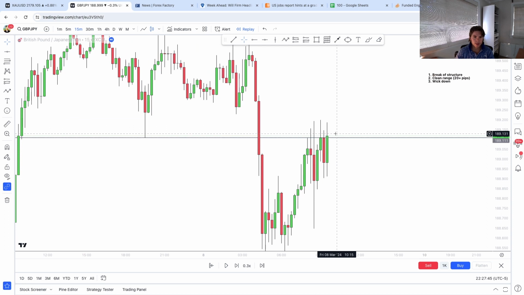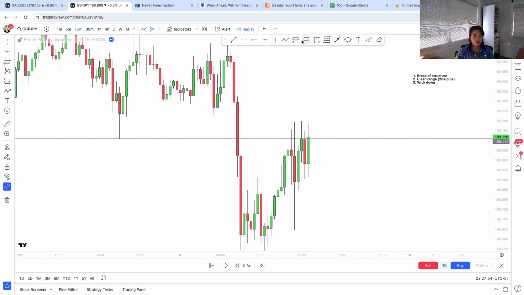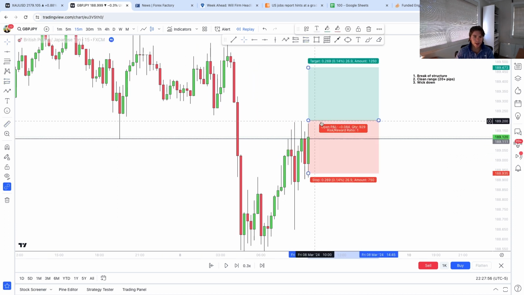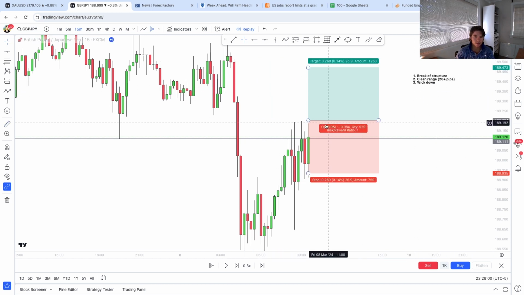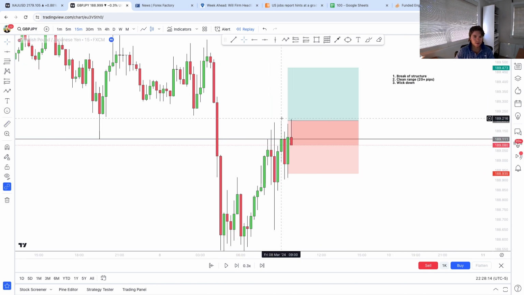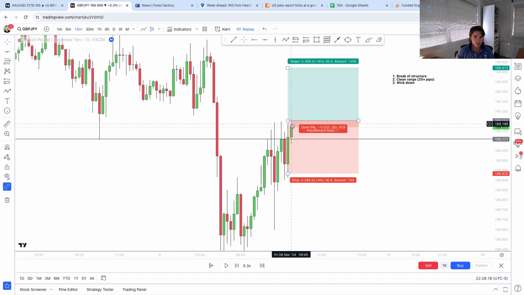The next thing we want to see is price break these highs. So what I did was I looked at entering a buy stop at the break of this high. We have all 3 steps. The next candle, we can see we obviously went and broke the highs. This was in the first 5 minutes of this new 15-minute open.